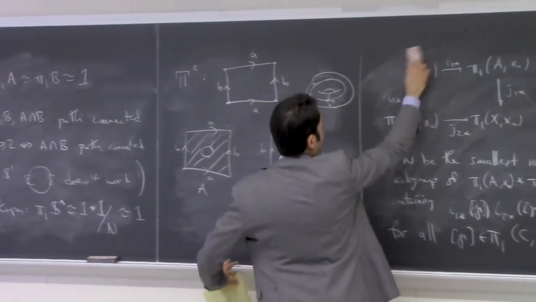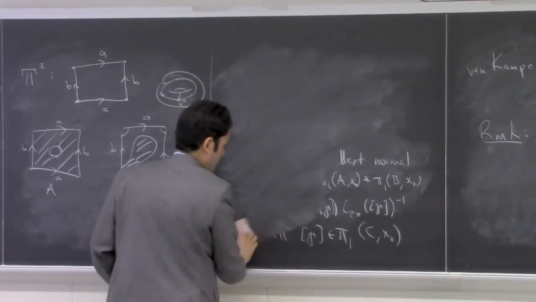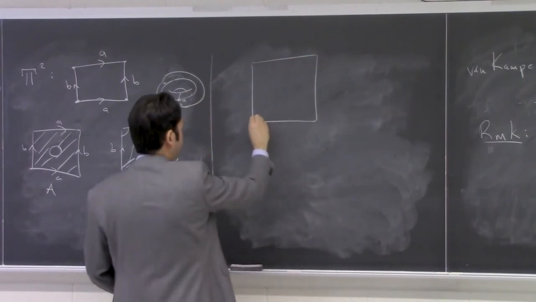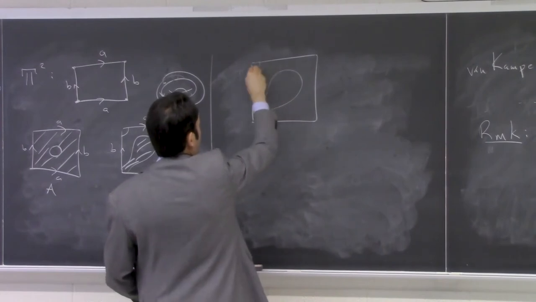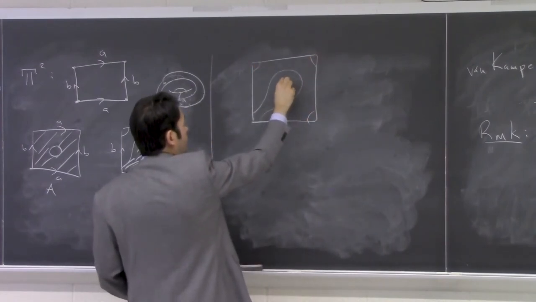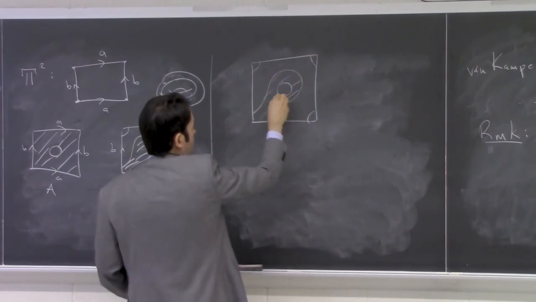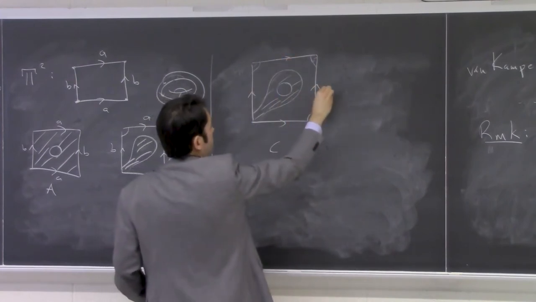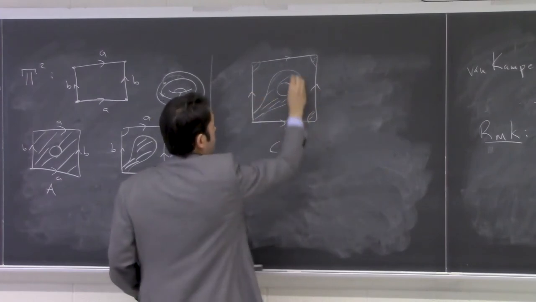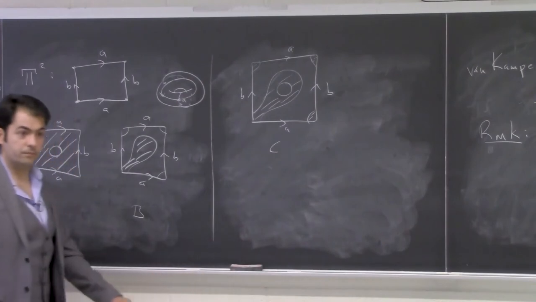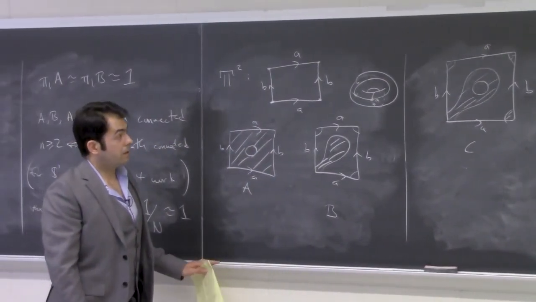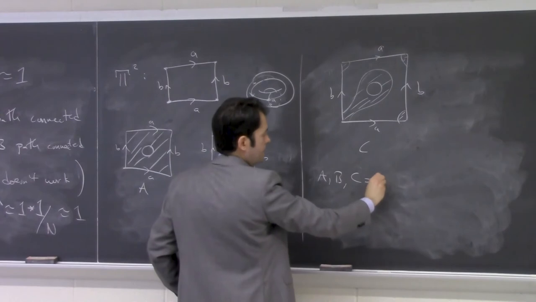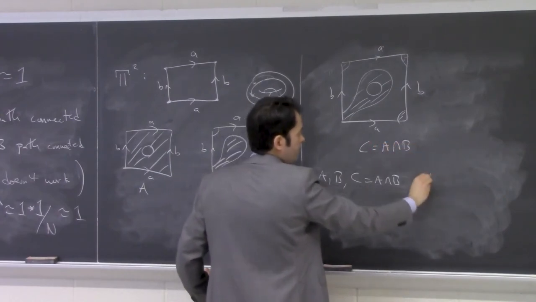Okay, so what does that leave? For C, okay, well, here's the set that we had for B, and for A, we removed this disk. So C is going to be all of the parts of B that don't have that disk. Okay? So there's our open cover, and A, B, and C are path connected.